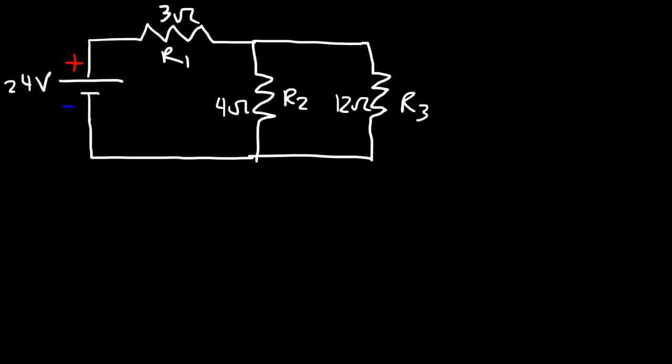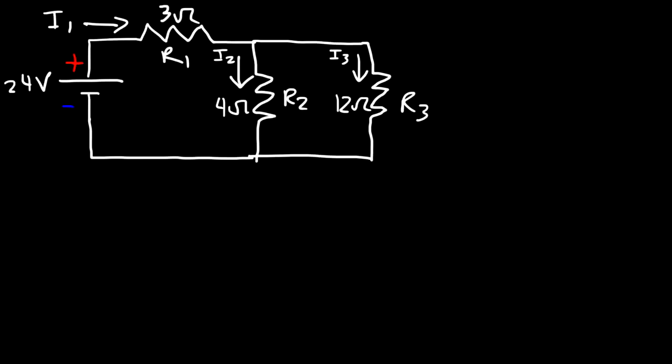So if you want to try this problem, feel free. Go ahead and pause the video if you want to work it out. Calculate the current flowing through each resistor using Kirchhoff's rules. Let's say the current flowing through the first resistor we're going to call I1, the current flowing through the second resistor, let's call it I2, and the current flowing through the third resistor, we're going to call I3.